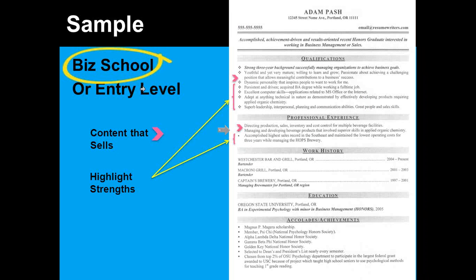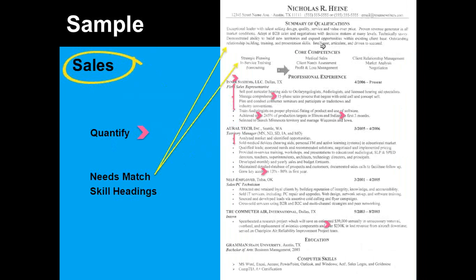Here's one for business school or an entry-level position, just content that sells. You want to make sure, here they're giving some great information about some professional experience. They're highlighting their strengths. Here's some qualifications, as far as that content that sells, showing some background and what they're willing to do, also about their personality. Again, stuff that's going to make your resume stronger.